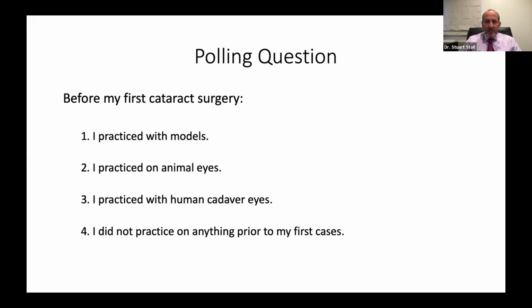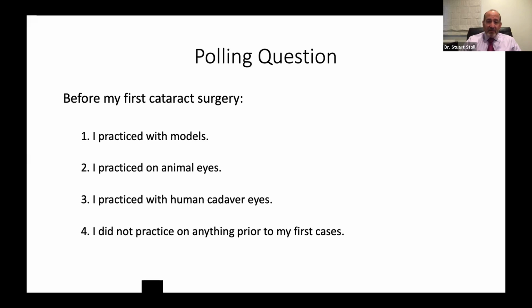So let's see the results here. Before my first cataract surgery, I practiced with models, that's great, 16%. I practiced on animal eyes, 56%. That's very common. I practiced with human cadaver eyes, 0%, or I did not practice on anything in my first case is 28%. So it's interesting. A lot of people practice on animal eyes, and I think that's kind of been a standard of care, like with pig eyes, especially.